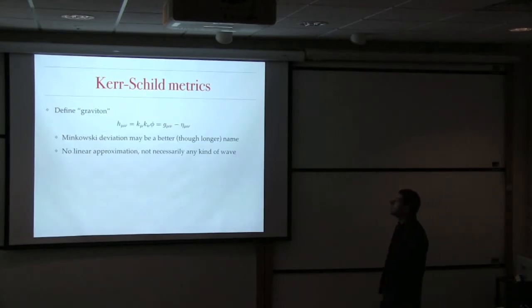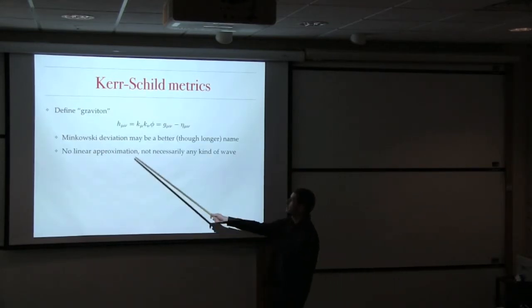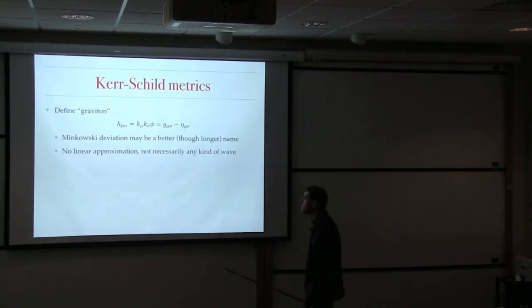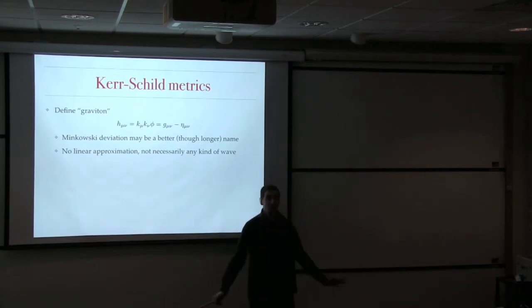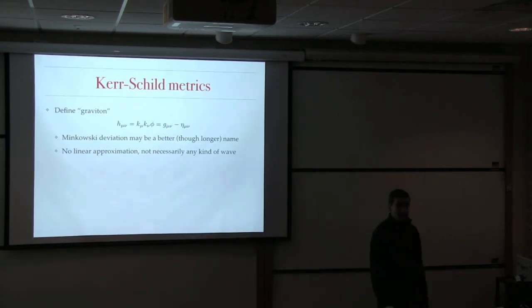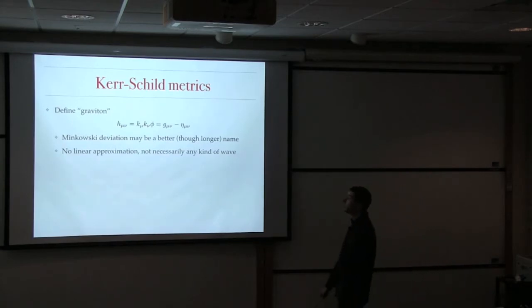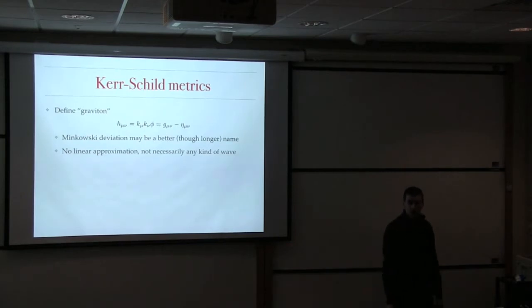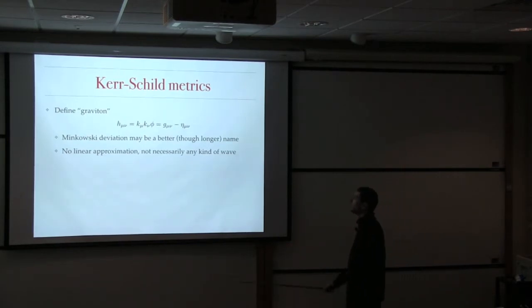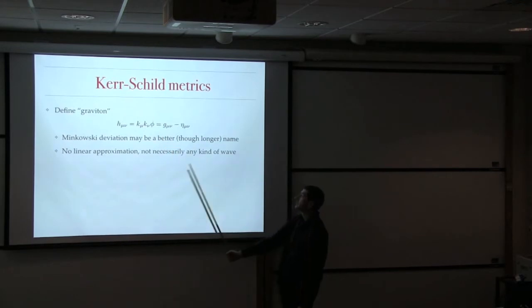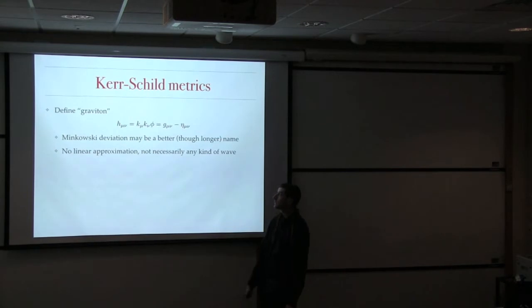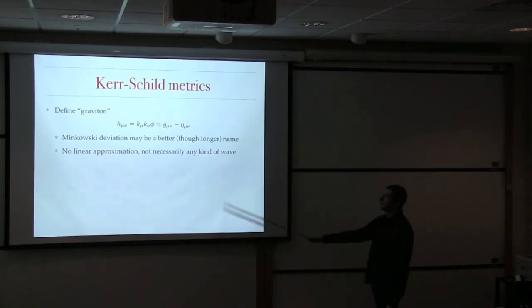Now, I'm going to call this K_μ K_ν φ, the stuff that appeared in the Kerr-Schild metric, a graviton for the purposes of this talk. That might be a bit of a misleading word. This graviton doesn't have anything to do with waves. I'm also not doing any kind of perturbative expansion. So you might want to call this thing the Minkowski deviation. It's just the full metric minus the Minkowski metric. I call it h. This might not be great terminology, but anyway, it's convenient, so let me just use the graviton.